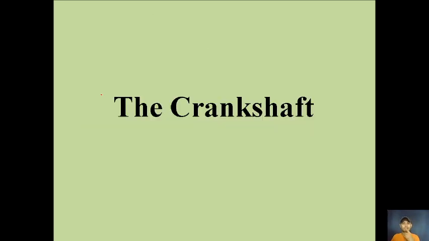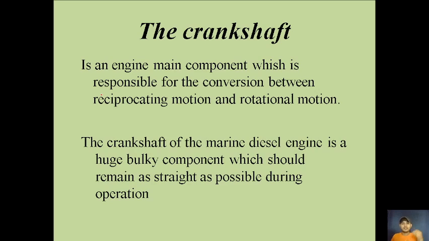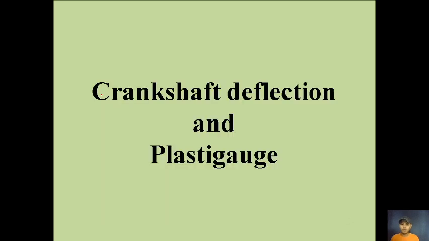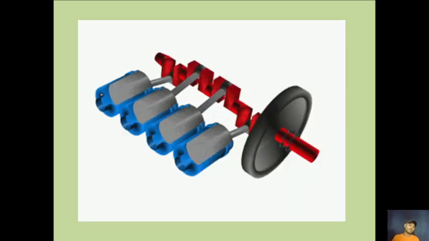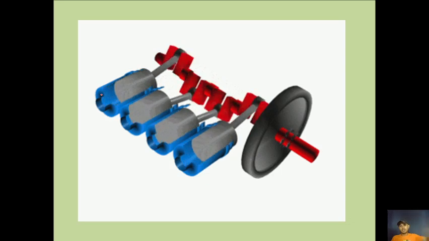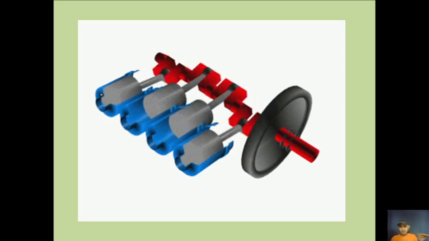Now we will go to the crankshaft. The crankshaft is an engine main component which is responsible for the conversion between reciprocating motion and rotational motion. The crankshaft of the marine diesel engine is a huge bulky component which should remain as straight as possible during operation. So how will we check if the crankshaft is in alignment, or in straight form?